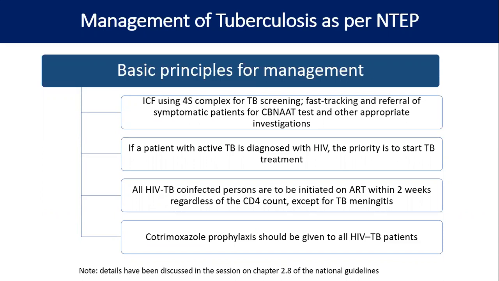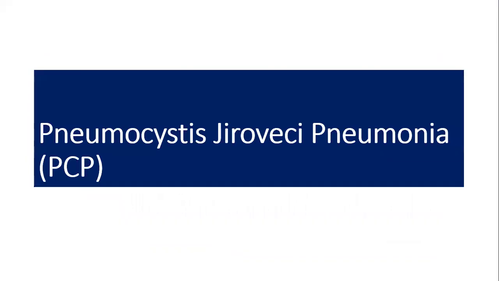Number two principle is that if the patient with active TB is diagnosed with HIV, the priority is to start TB treatment and then ART. Now, all HIV-TB coinfected persons are to be initiated on ART within 2 weeks of ATT, regardless of the CD4 count, except for TB meningitis. In case of meningitis, it should be within 1 to 2 months. And cotrimoxazole prophylaxis should be given to all HIV-TB patients.